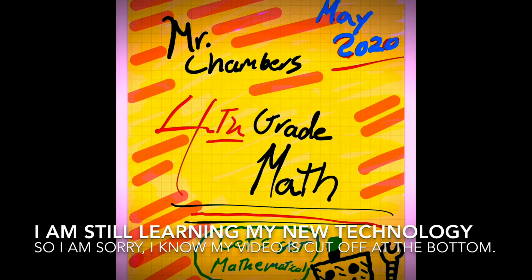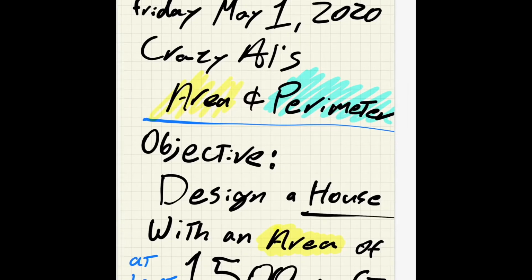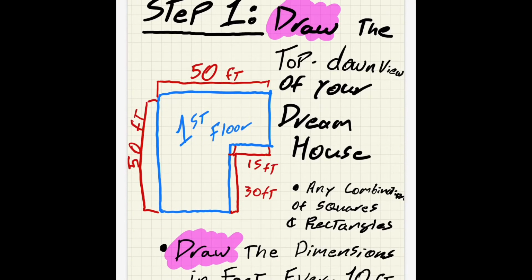Crazy Owl just brought us in to today's assignment, our Crazy Owl's activity of building and designing our dream house. So with that being said, let's jump right on into it. He's already told you your objective to design a house. I'm going to add a clarification on this. I want your dream house to have an area of at least 1,500 square feet. Okay, so to work us through this, let's start with step 1.